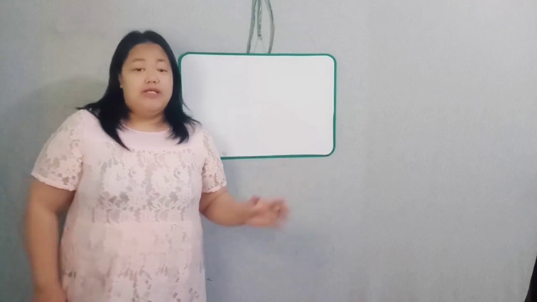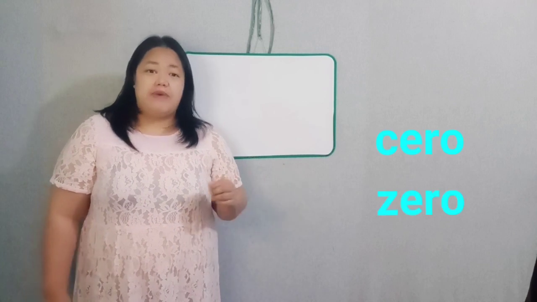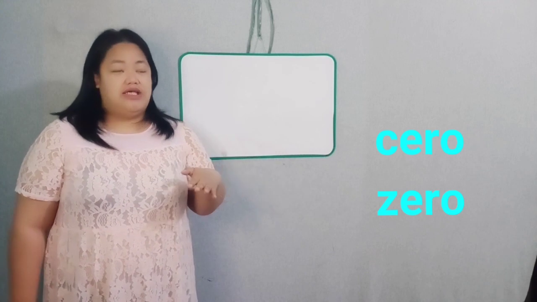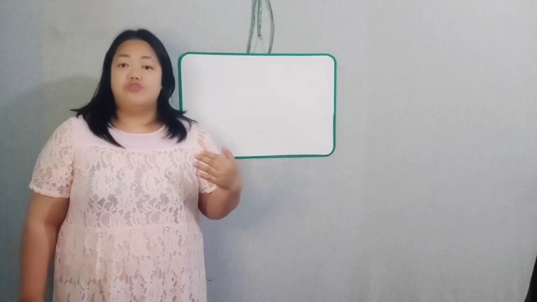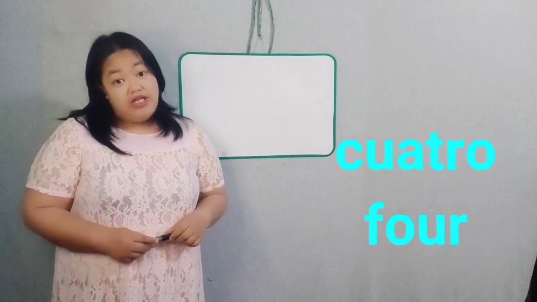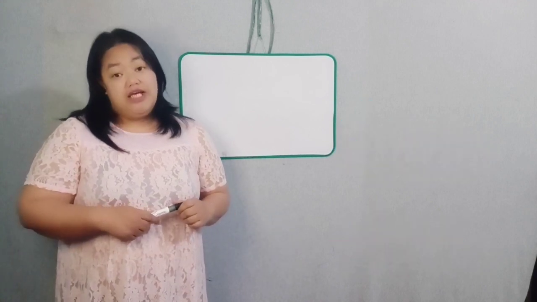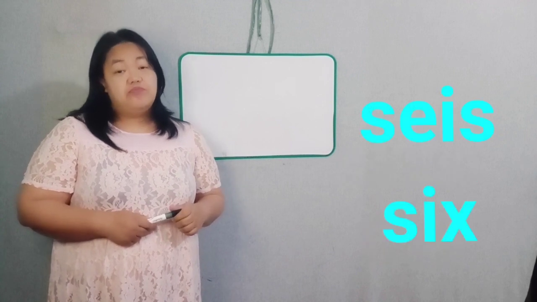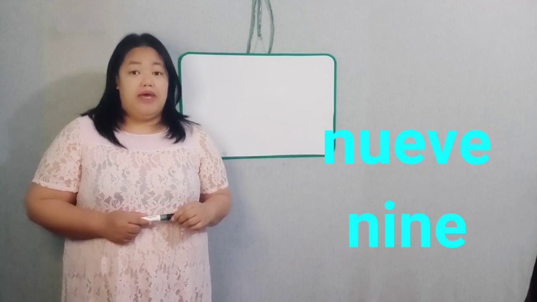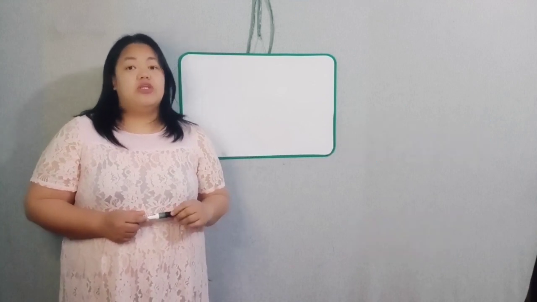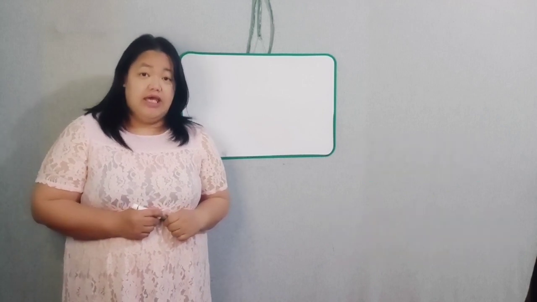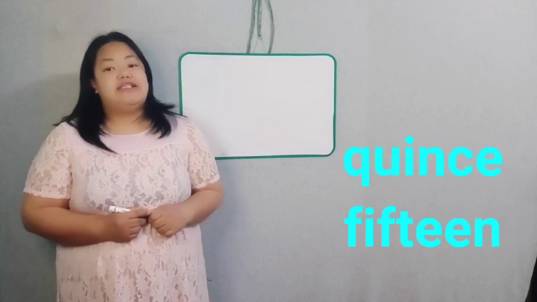So let's start off with 0. So 0 in Spanish is cero. So notice it's the letter C, not Z. So it's cero. Of course, uno, dos, tres, cuatro, cinco, seis, siete, ocho, nueve, diez, once, doce, trece, catorce, quince.